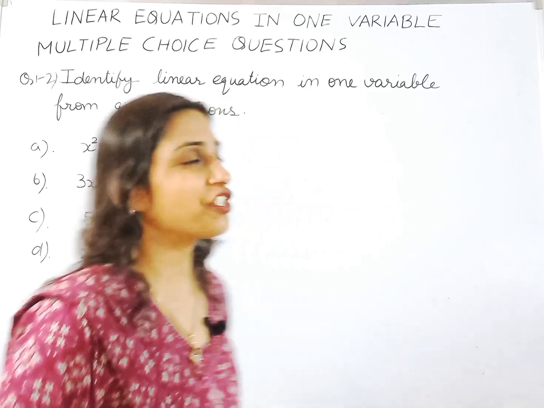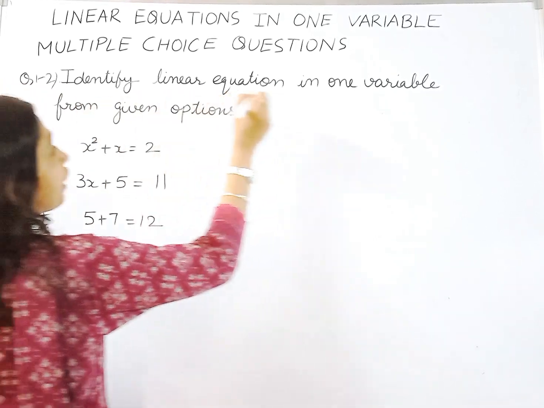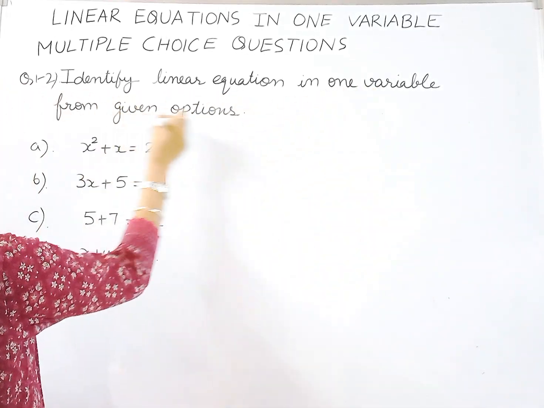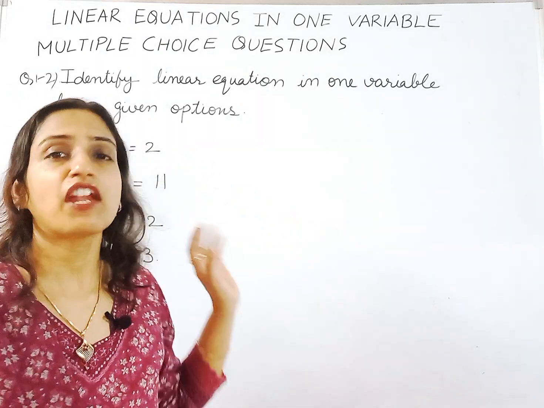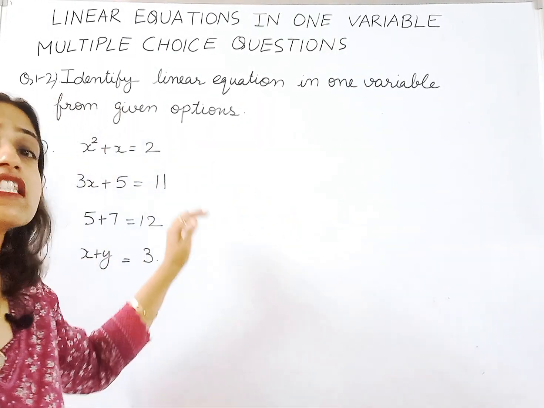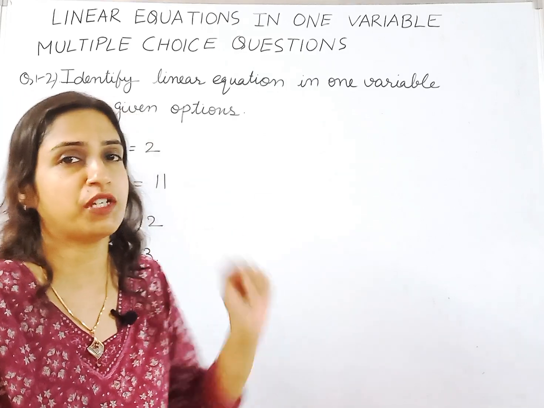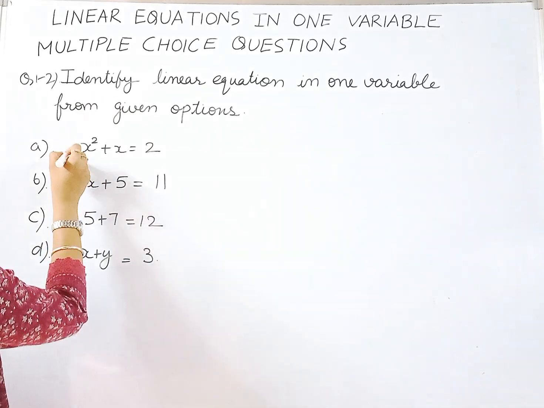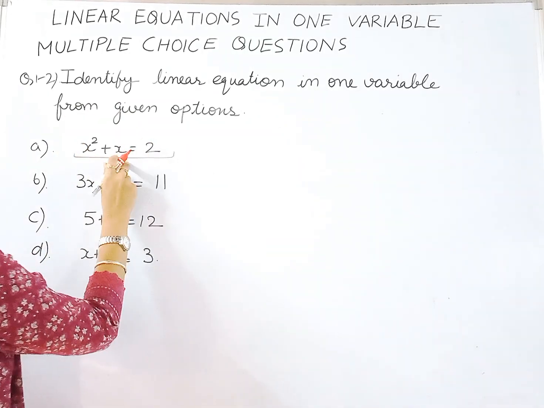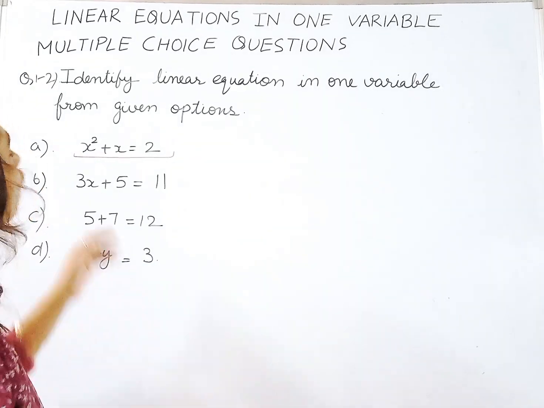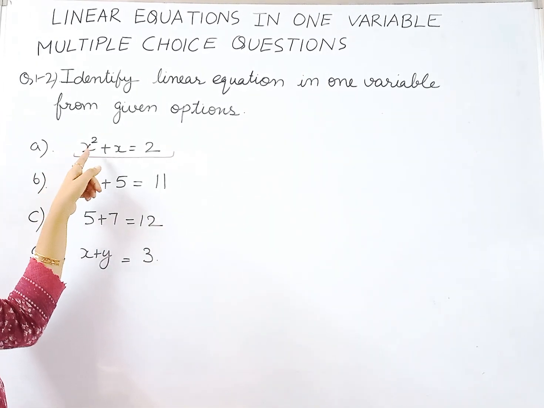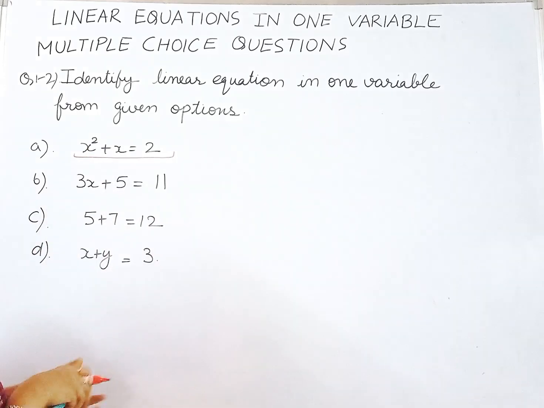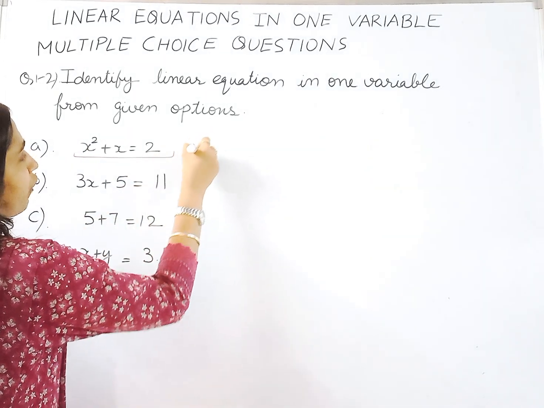Our next question is: identify the linear equation in one variable from the given options. We have four equations and we have to identify which one is a linear equation with one variable. The first equation is x square plus x is equal to 2. In this equation, there is only one variable which is x, but the power of this variable is 2. So this is not a linear equation.